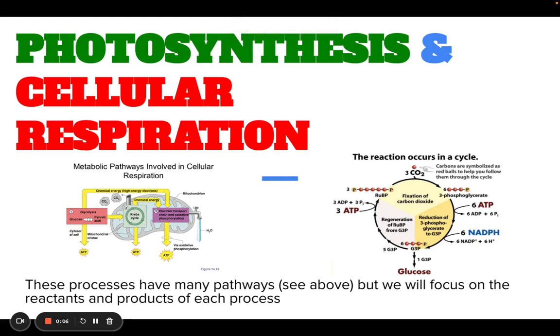All right, guys, here's part 3 of our Unit 2 video notes over photosynthesis and cellular respiration. These two processes will be our focus in this section. These are the processes that are used to create energy in plants and animals. And these processes have many pathways, as you can see in the two diagrams on this slide. All we are going to focus on primarily in this video, though, are the reactants and the products of each.